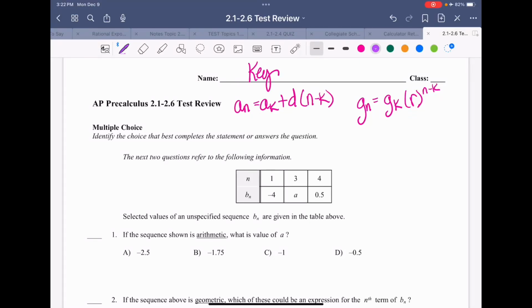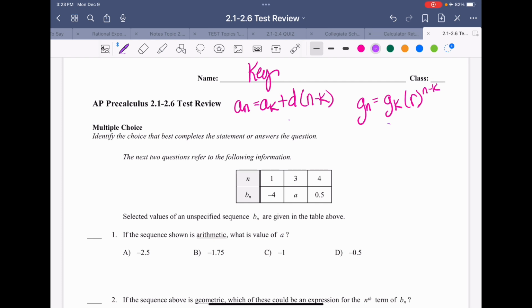Here is your key to your review. I am going to give you the formulas for arithmetic and geometric sequences. You do not get them on the AP exam, but I'll give them to you. Didn't seem to help some of you very much on the quiz anyway.